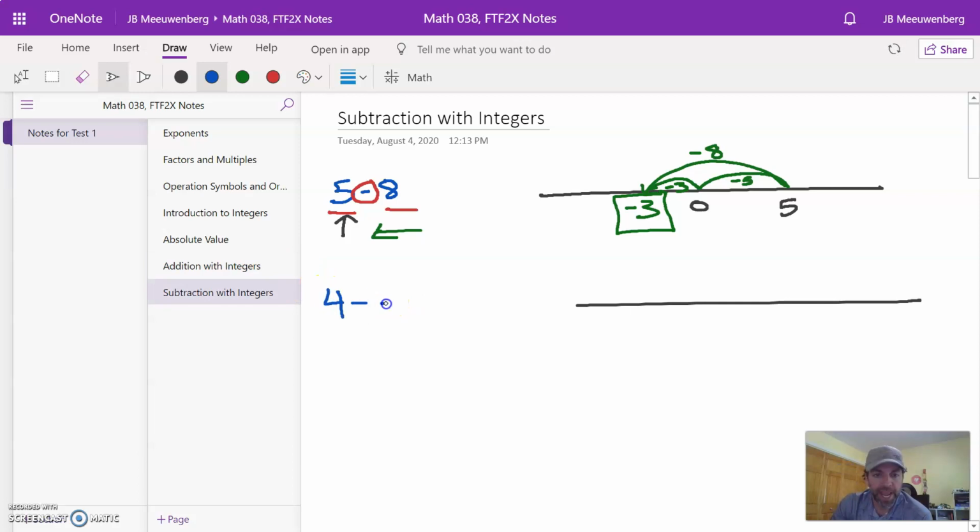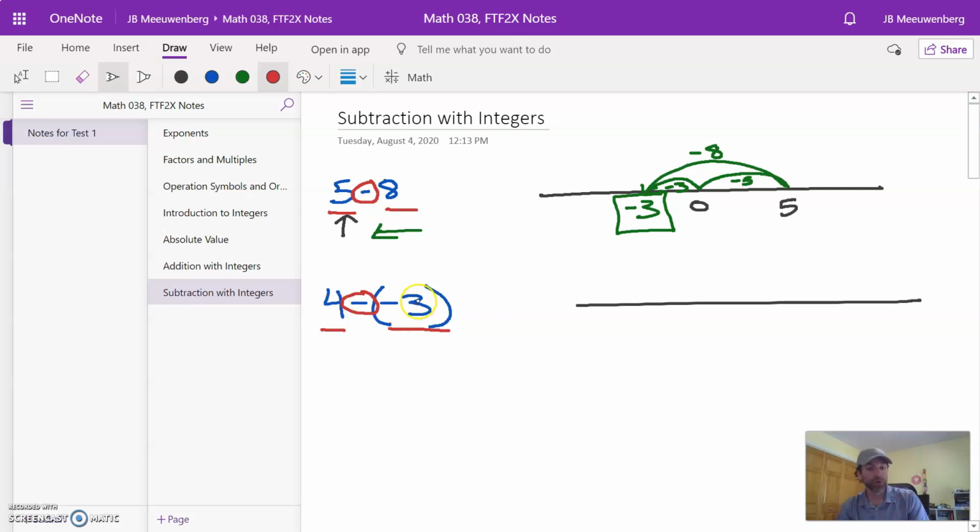So now let's look at 4 minus negative 3. That looks weird. What do I need? Parentheses around the negative 3. This is my number. I've got an integer 4 and an integer negative 3. This is the action, the operation right there. That's the thing that we're doing.